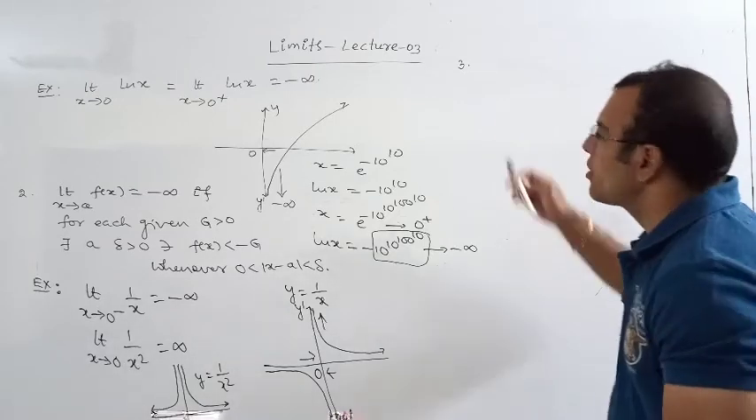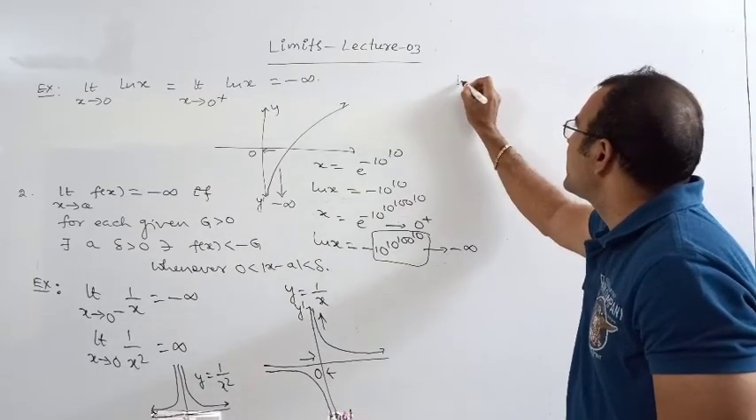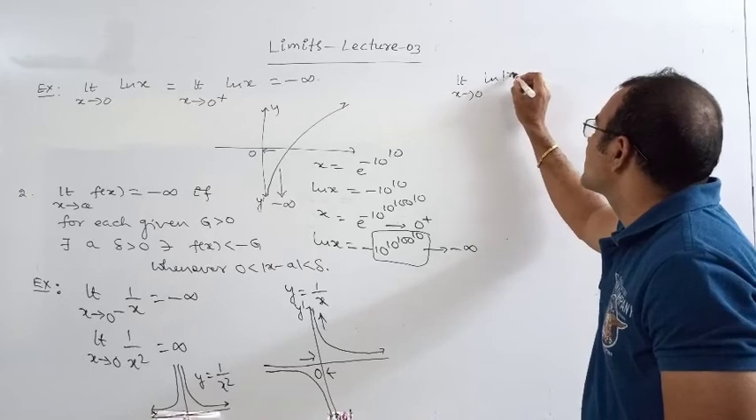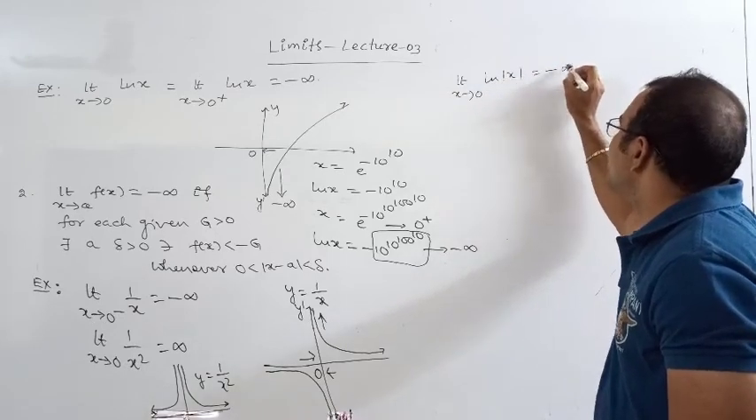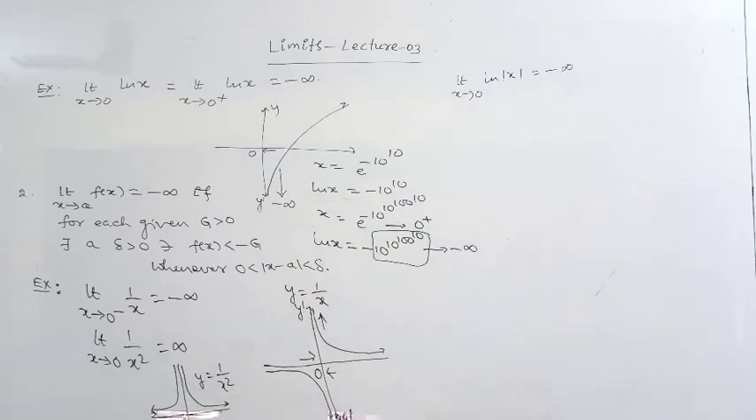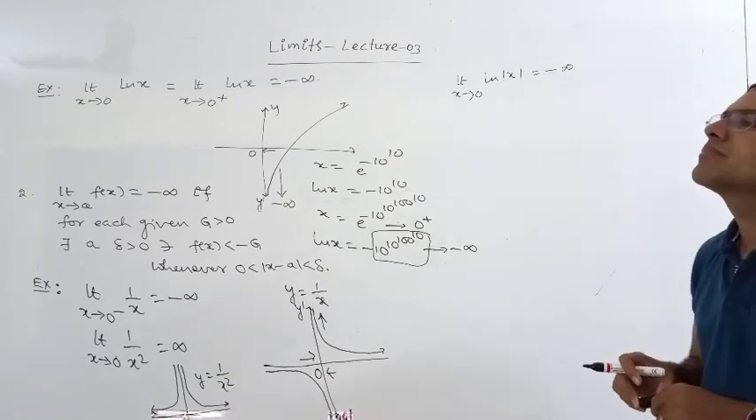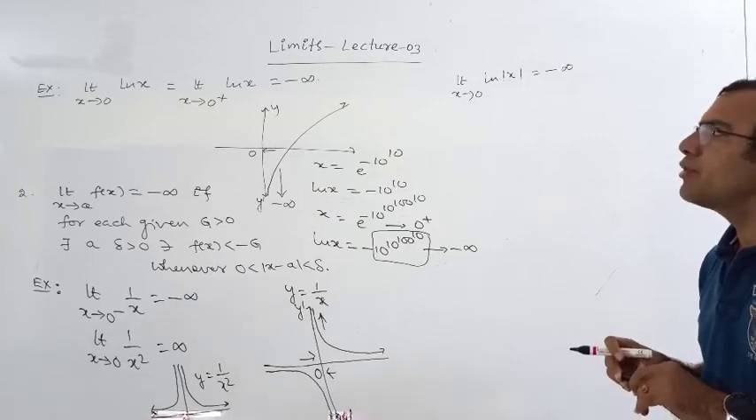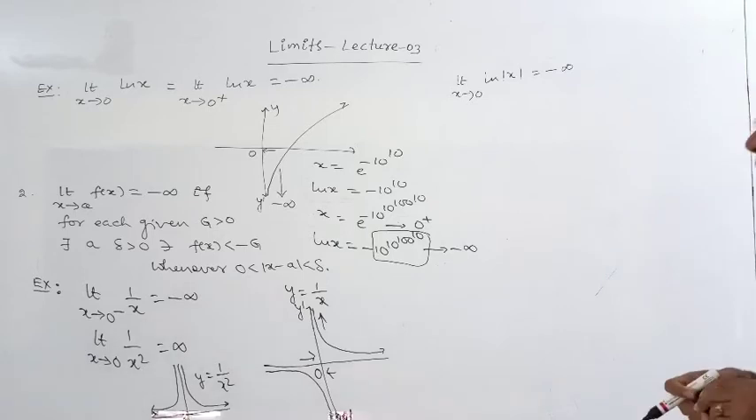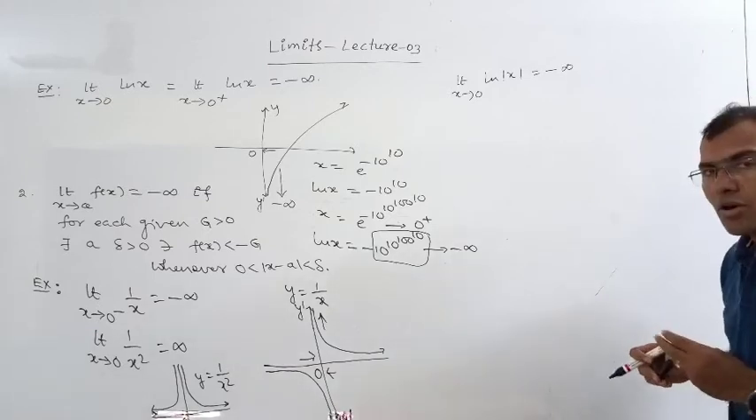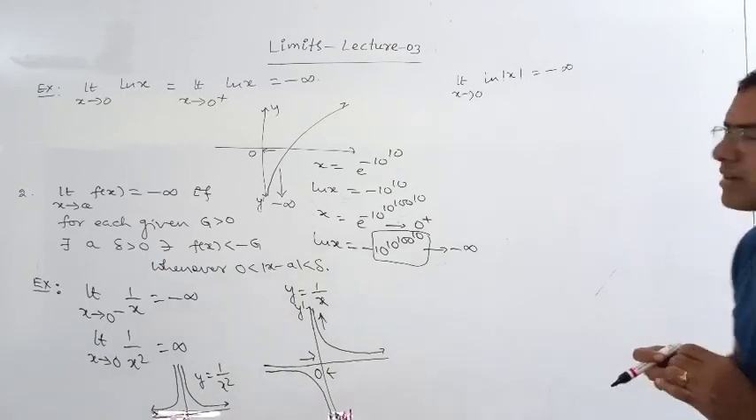I can give you one more example: limit x tends to 0 of log mod x, you will get minus infinity. Whether x tends to 0 plus or x tends to 0 minus, in both the cases you will get minus infinity. I have to tell you a few graphs that I will explain when I discuss the concepts of continuity and differentiability. At that time, I will tell you how to draw log mod x, modulus of log x, etc.